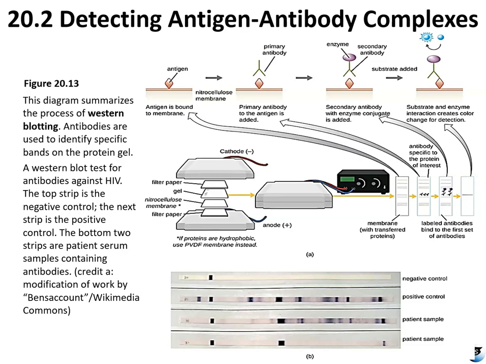So this is figure 20.13, summarizing the process of Western blotting. So this is when antibodies are used to identify specific bands on a gel, which correspond to certain proteins. The Western blot is often used to test for antibodies that are fighting off HIV. The top strip is the negative control. So that's this here. The top strip is the negative control, and then this strip is the positive control. And then you have two patient samples that you compare to these. Okay, so this is patient serum samples that have antibodies in them, right?